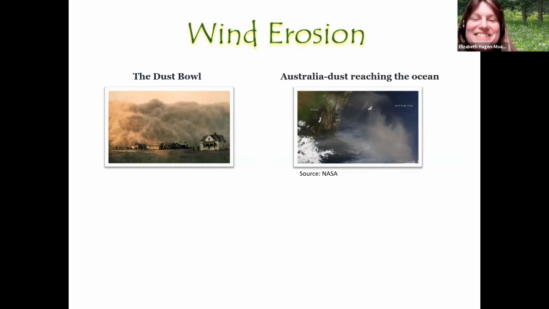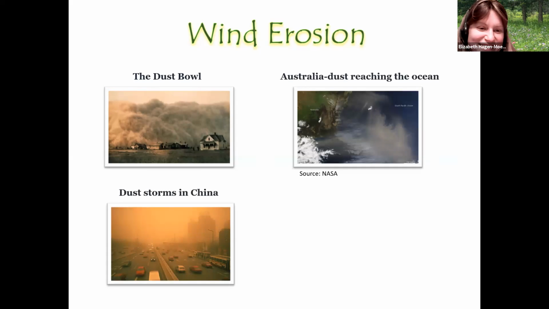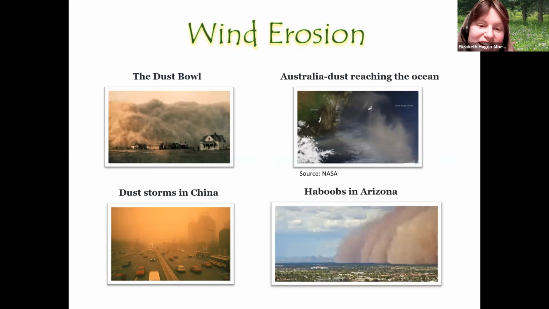Yes, yes, yes. So here's a picture from NASA, and you can see that dust plume in the ocean that came from the interior part of Australia. Okay, next. And there are dust storms in China, and haboobs in Arizona, which I had never even heard of until a few years ago. And now it seems like they happen every few years.